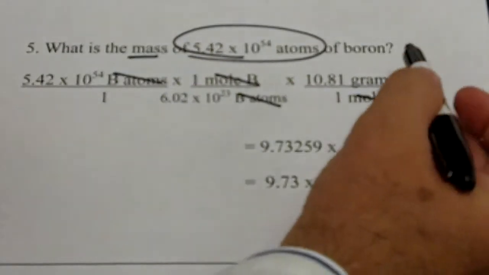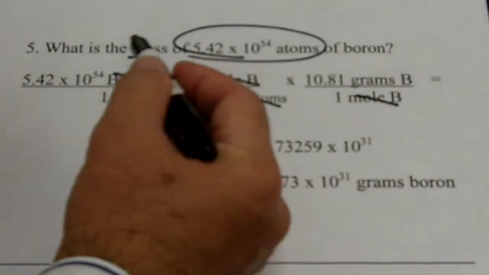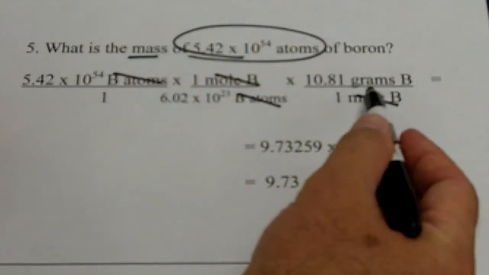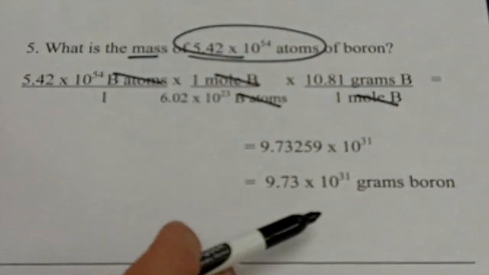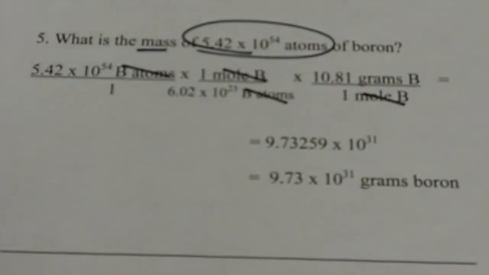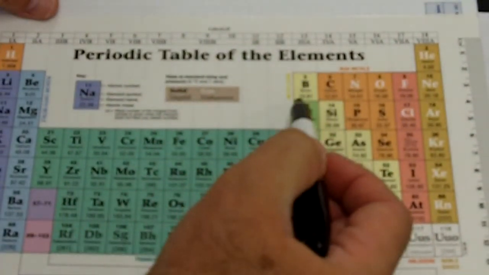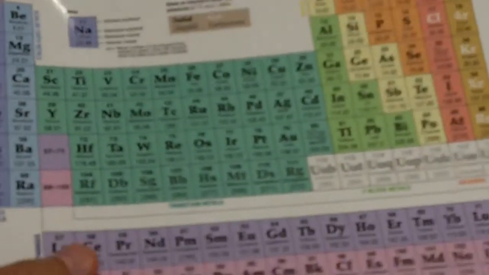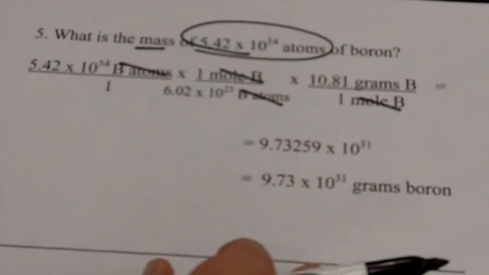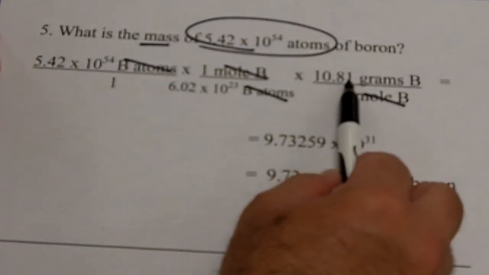Now I'm going to ask myself the question, what am I looking for? Grams of boron. What's the mass? I'm looking for grams of boron. How do I determine the number of grams of boron in 1 mole? I'm going to need the periodic table. So let me go to the periodic table and find boron. Boron is right here. Boron is element number 5, 10.81 grams per mole. 10.81 grams of boron in every mole. So I'll put that number right there.